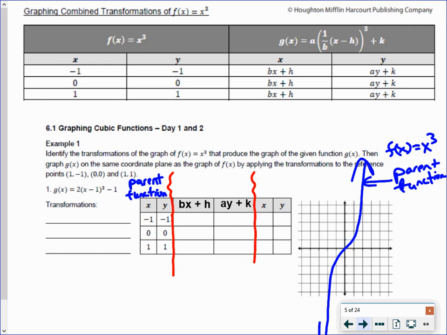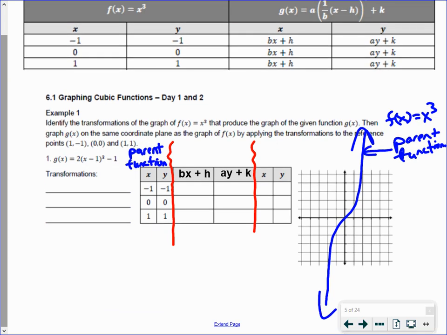So let's go on and do an example. This table right here tells you your transformation rule, how to do it. And for example 1, we're going to identify the transformations of the graph f of x equals x cubed that produce the graph of the given function. Then graph g of x on the same coordinate plane as the graph f of x by applying the transformations to the reference points (1, -1), (0, 0), and (1, 1).